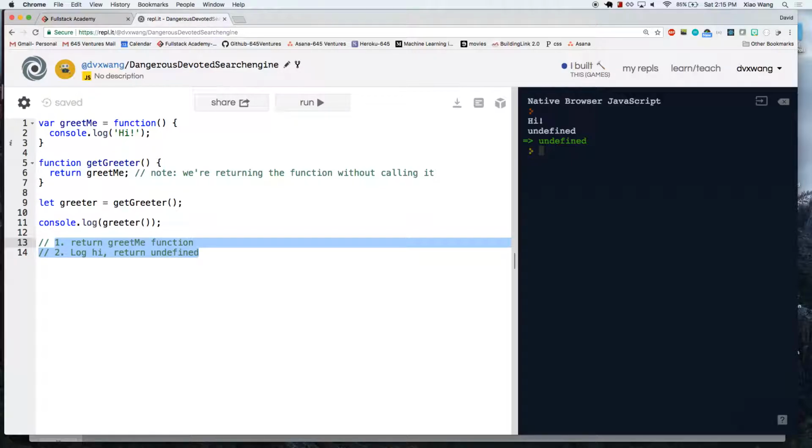Francisco? Sorry, I understood why it said hi, but I don't get why returning greetme would still be undefined if it's calling the function above it.